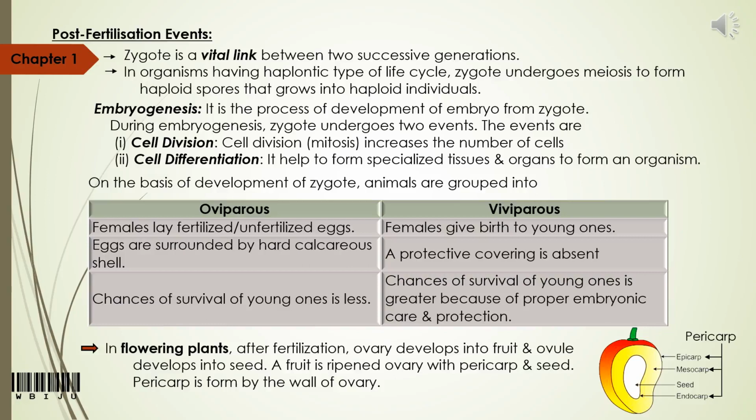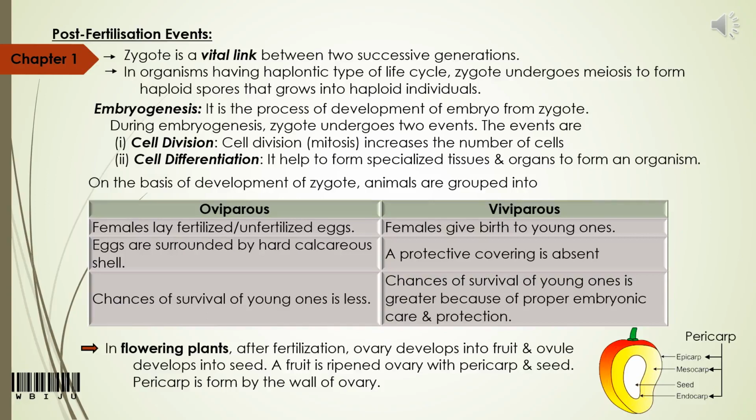During embryogenesis, two important events take place. One is cell division and the other one is cell differentiation. Cell division will help in increasing the number of cells. On the other side, cell differentiation helps the cells to form specialized tissues and organs so that they can form a new organism.